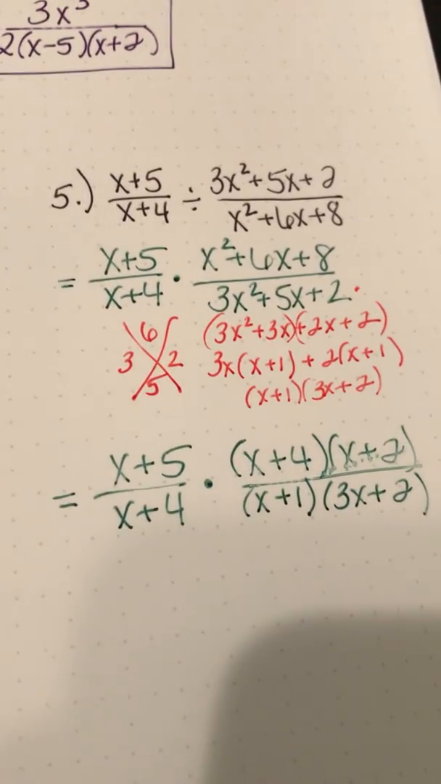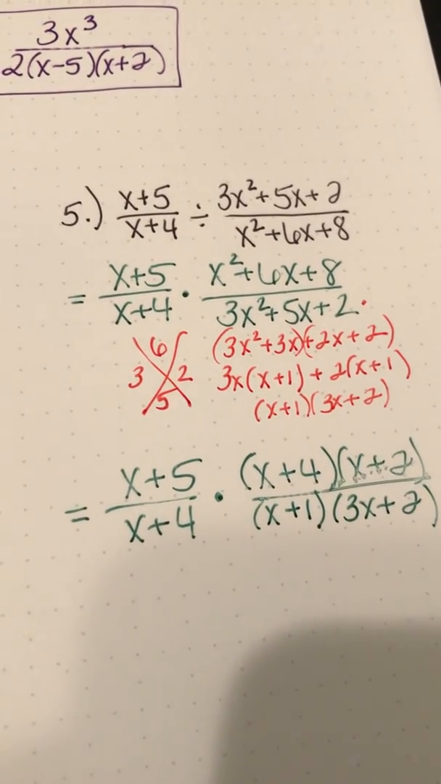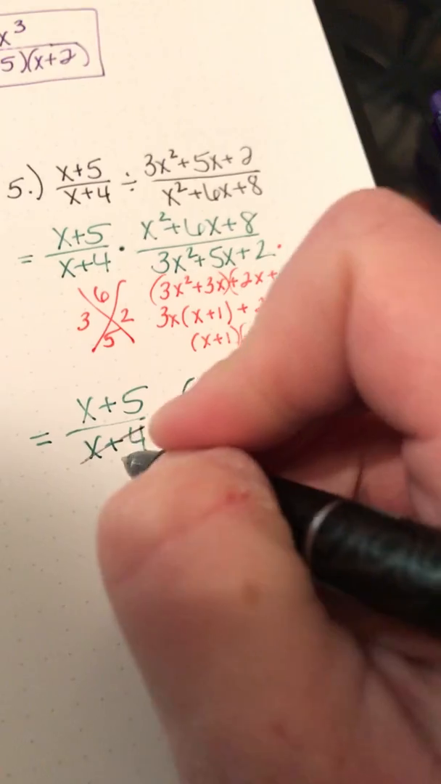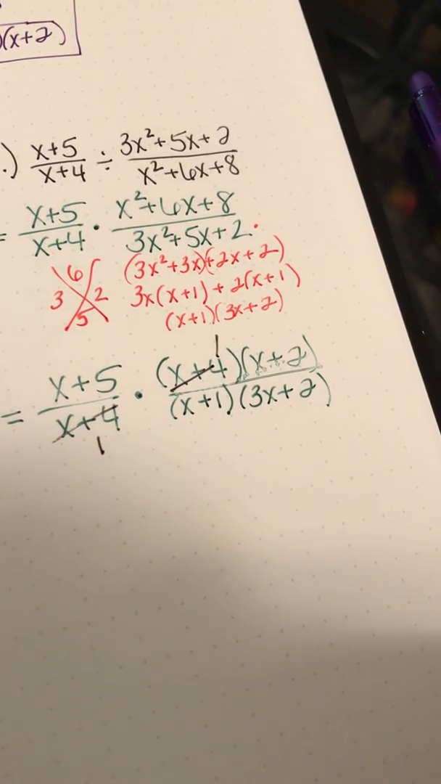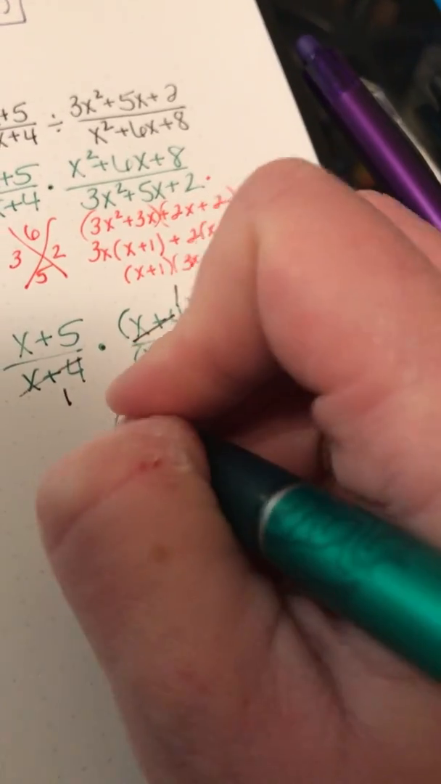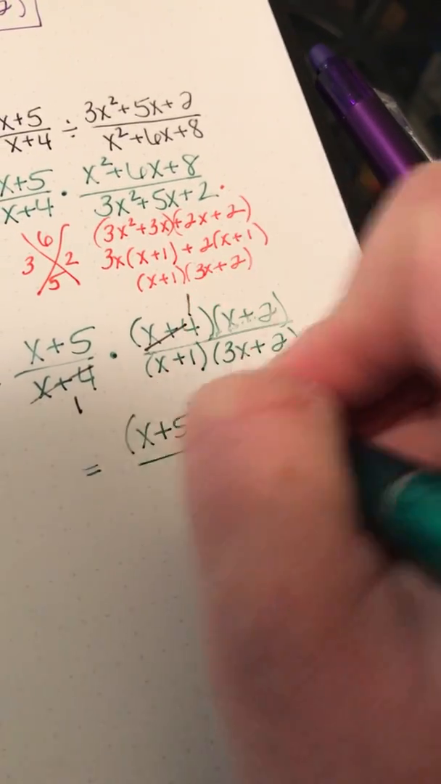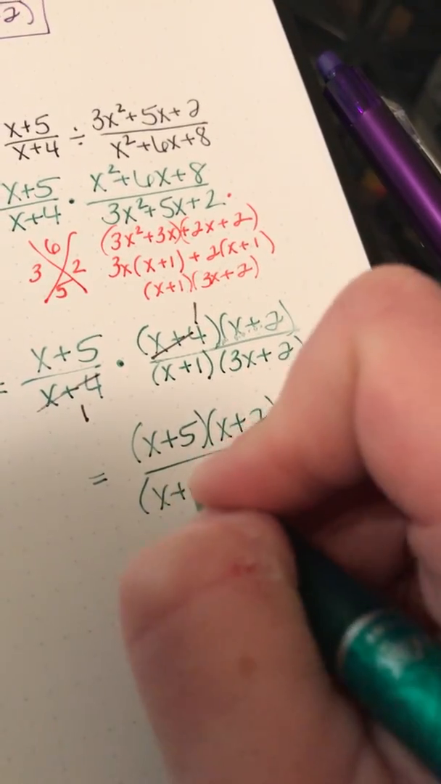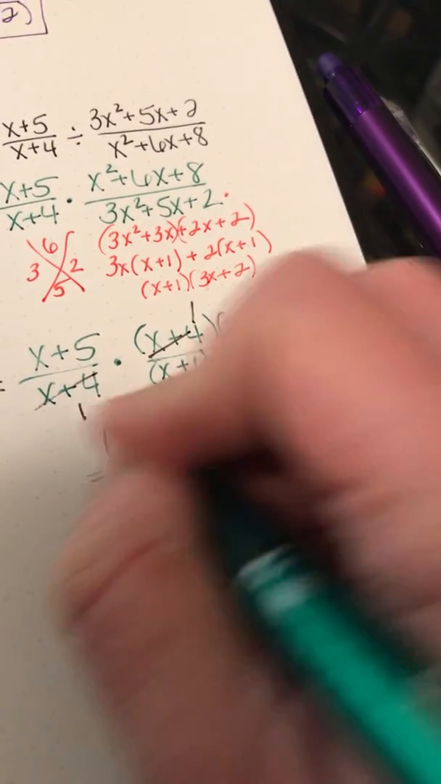Okay, we are looking for identical pieces, yeah? Identical pieces. So I have an x plus 4. Shoot, and that's it, I think. All right, so final answer. X plus 5 times x plus 2 all over x plus 1 times 3x plus 2. Ta-da! All right, guys, last one.